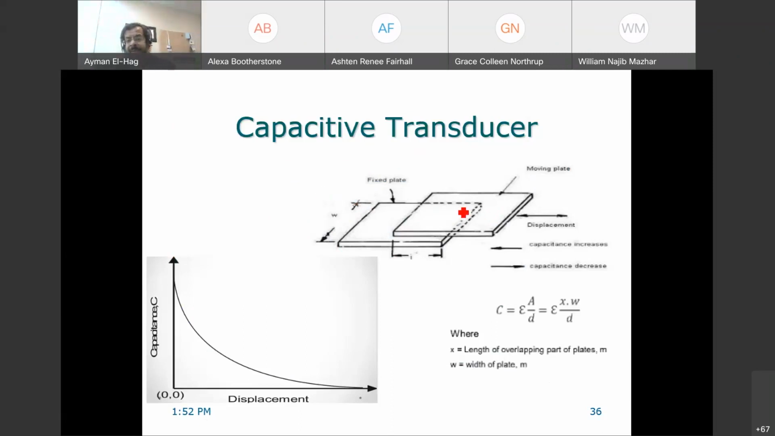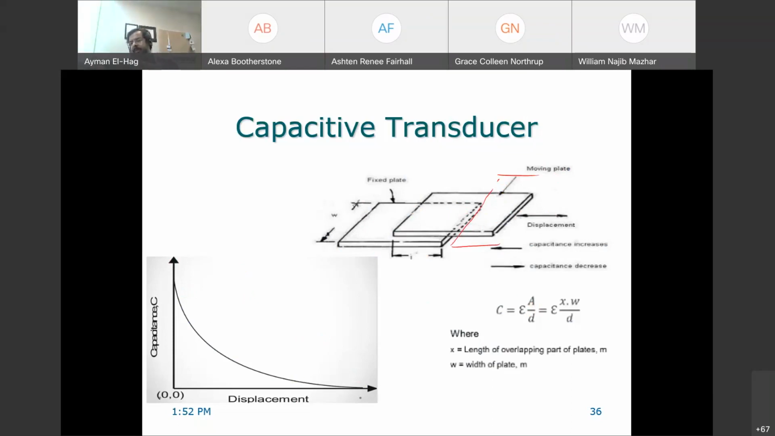Now, as I said, the capacitance is epsilon A over D. A is the effective area between the two plates on top of each other. So we don't consider this or this as part of the area. They have to be on top of each other. So if I move it in this way or in that way, I am changing A. I'm reducing A as a matter of fact. Then this is how it's done. So when you have the movement or the displacement in this part, then you will have a reduction in the capacitance.